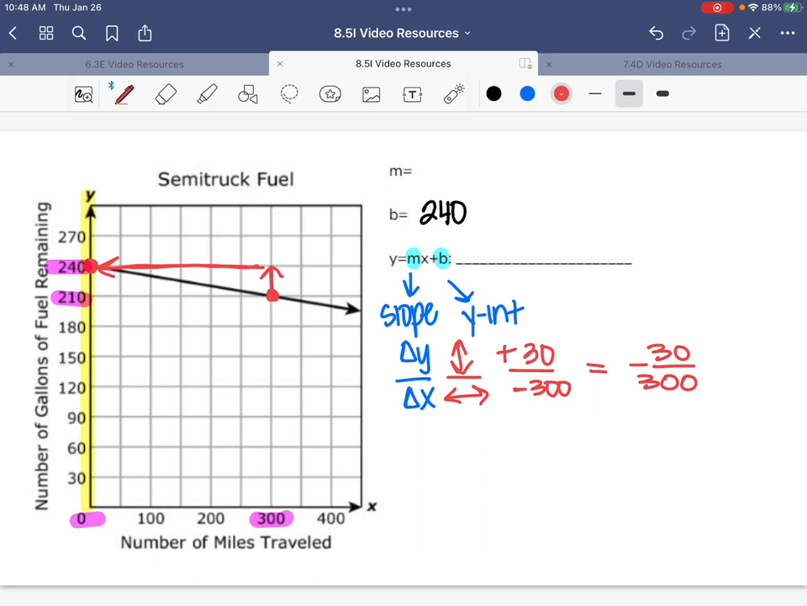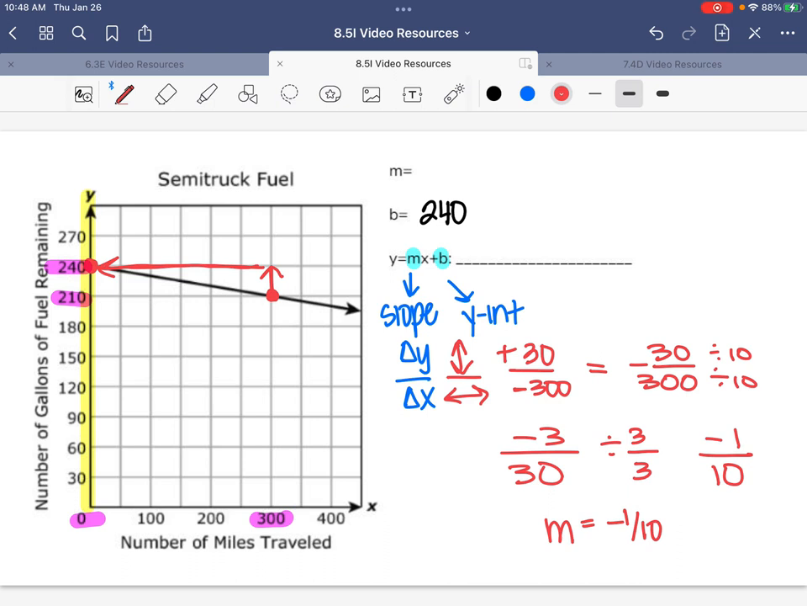And if I put that in my calculator, or I use my number sense, I can divide by 10 to get negative 3 over 30. And I can divide by 3 again to get negative 1 over 10. So my slope would be negative 1/10, which could also be written as a decimal of negative 0.1.